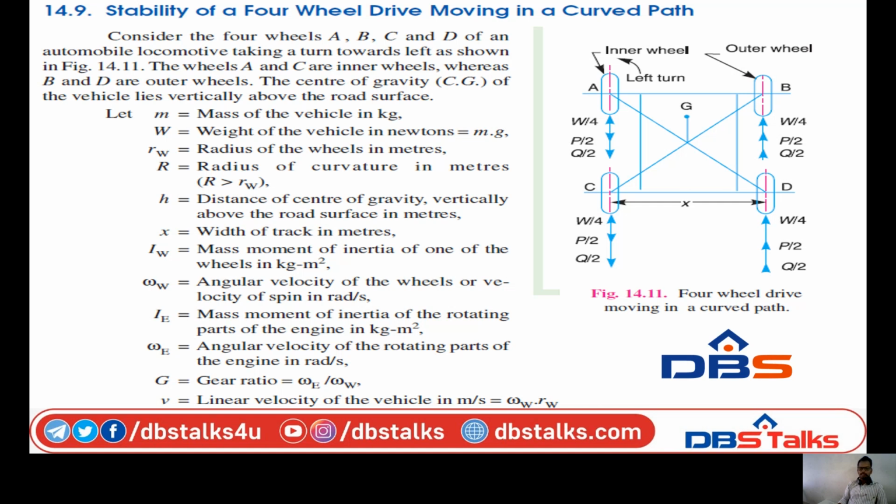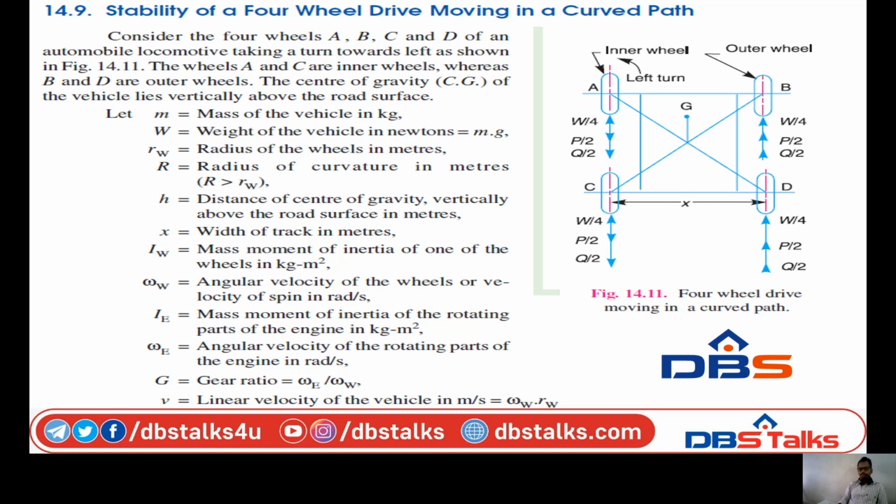Then the center of gravity of a vehicle lies vertically above the road surface. For this diagram, we consider only the left turn. Let m be the mass of the vehicle in kg. W is the weight of the vehicle in Newtons, which is mg, that is mass into gravity, 9.81. Next, Rw is the radius of the wheels in meters.